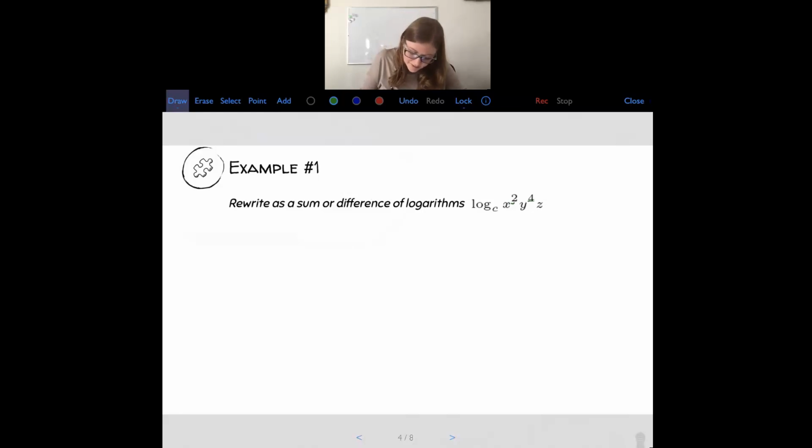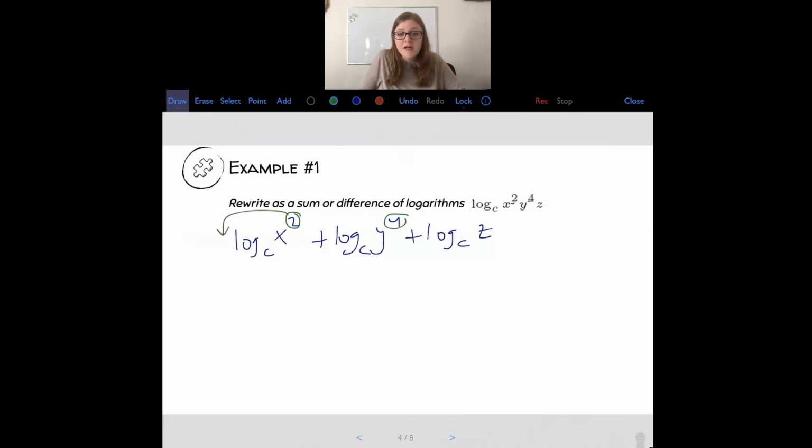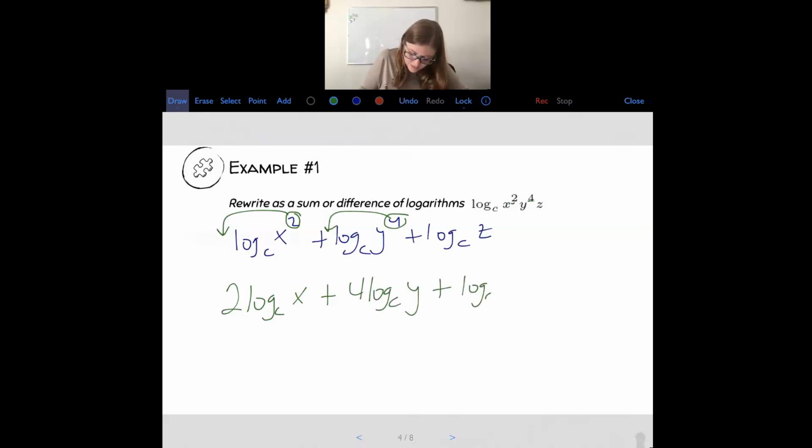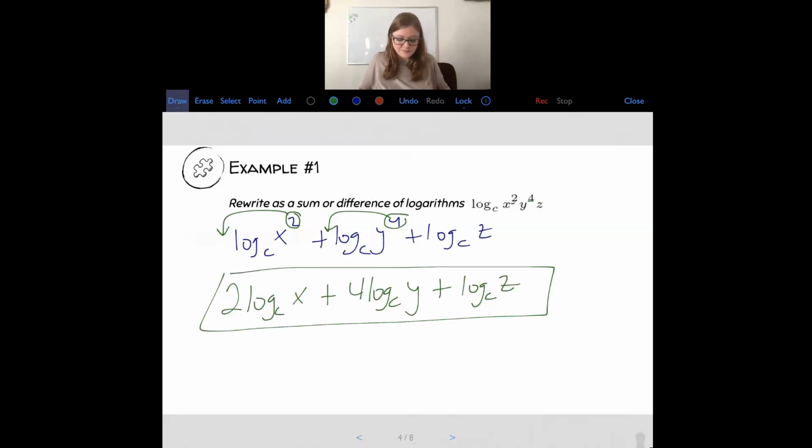Okay, so as a sum, we have log base c of x squared plus log base c of y to the 4th. Remember, the base stays the same, plus log base c of z. Now we can use the power rule, where this 2 will only come in front of the log that has the x, and the 4 will only come in front of the log that has the y. And again, that's because that power is for that piece specifically. Okay, so we have 2 log c x plus 4 log c y plus log c z. So here is the final answer.